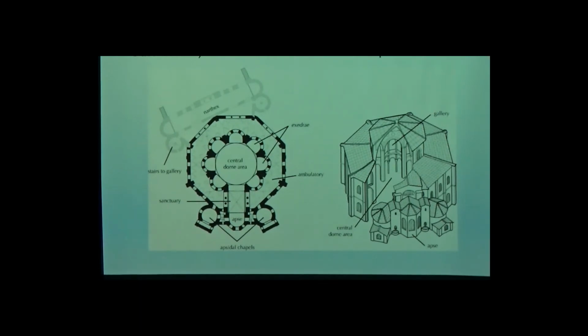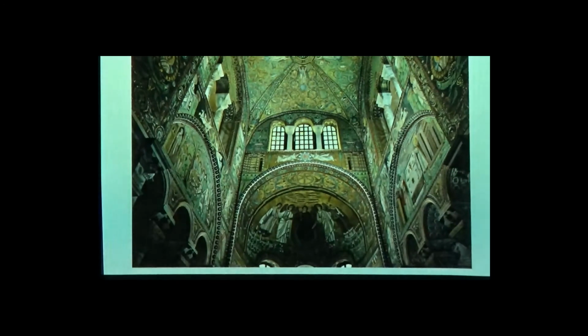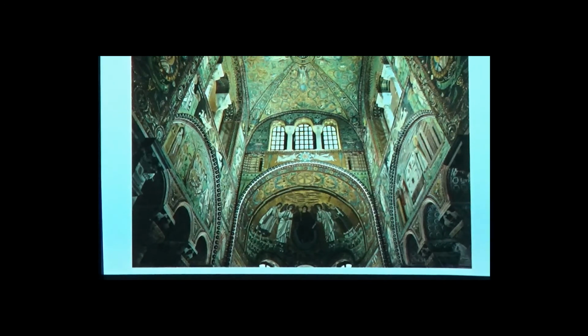Any questions? This is a central plan church. Central plan. Here's the inside. Because San Vitale is greatly influenced from the eastern part of the empire, you're going to see these beautiful mosaics. And we didn't get a chance to talk about this particular apse mosaic. You know where the apse is, right?